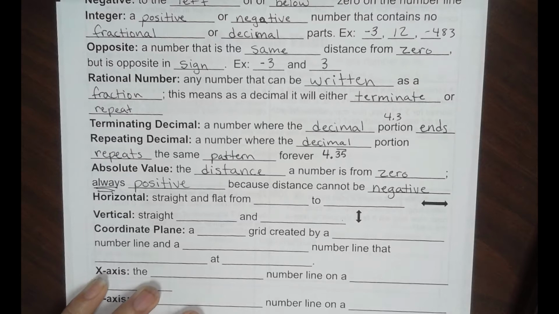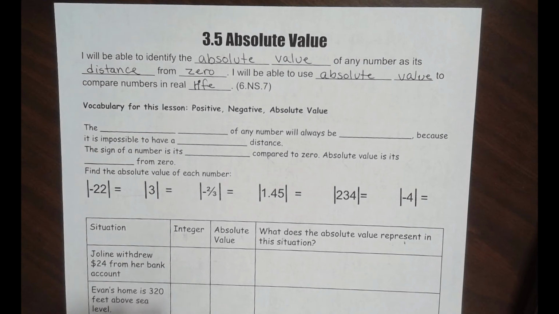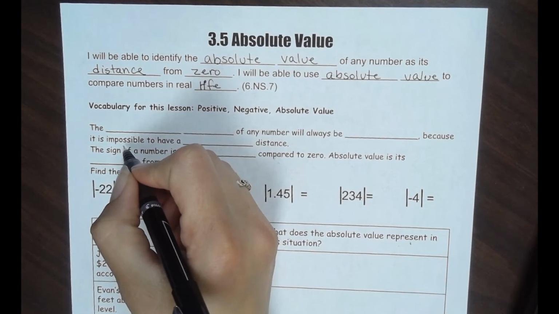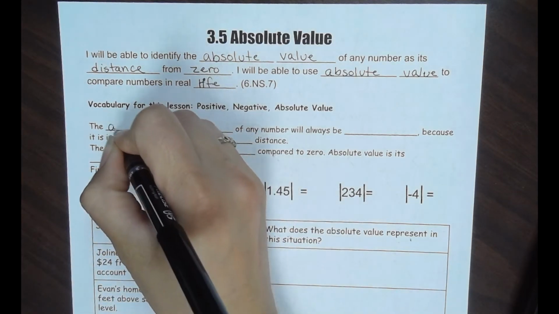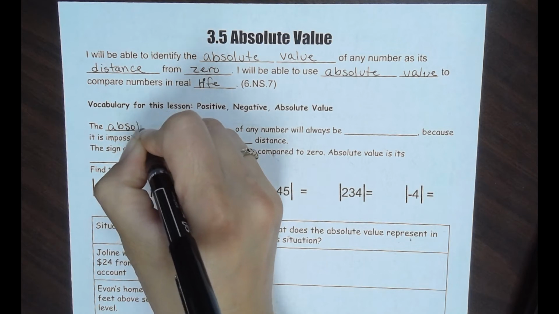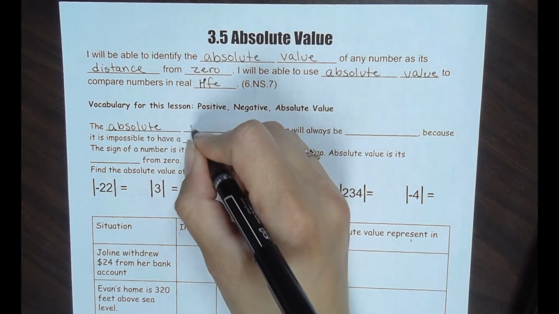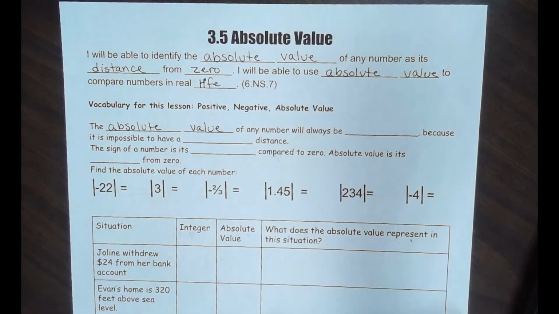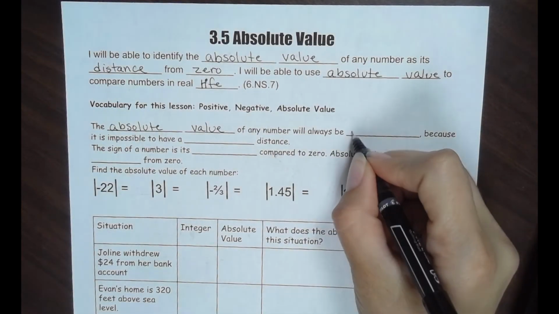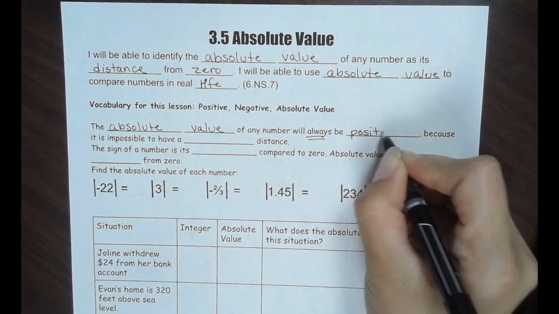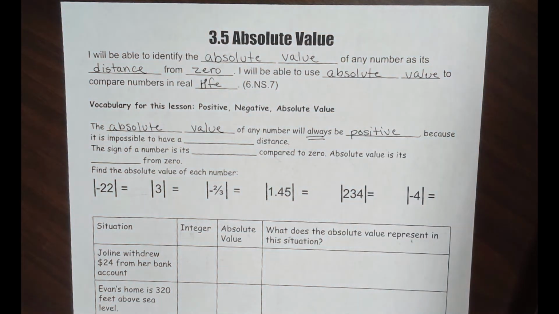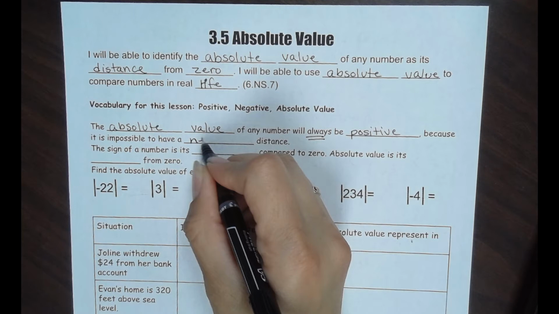Okay, once you have that written, go back to the other page that we were on. And we're going to write it again because it's so important for you to remember it. The absolute value of any number will always be positive. Underline, underline, always positive. Because it is impossible to have a negative distance.